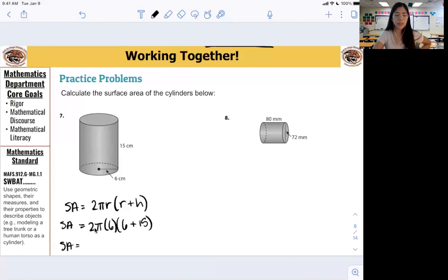Very, very easy. So I'm doing 2 times pi times 6 times 6 plus 15 gives me 21. Stick that all in your calculator. 2 times 6 times 21. What do I get? $252 centimeters squared.